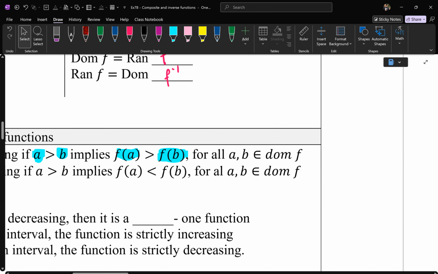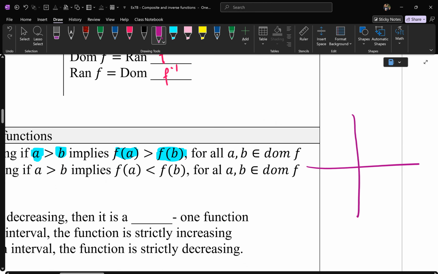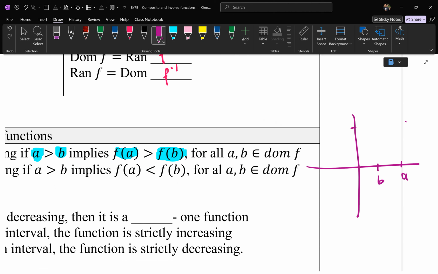So on a graphical sense, this is what I'm saying. If you picked a is bigger than b, as long as f of a, so let's say this is f of a, is also bigger than f of b, for all x values within that domain. Wherever that domain is, if for all values it is true that x is bigger than b, and the y value for that particular a is bigger than the y value for b, then that's called strictly increasing.